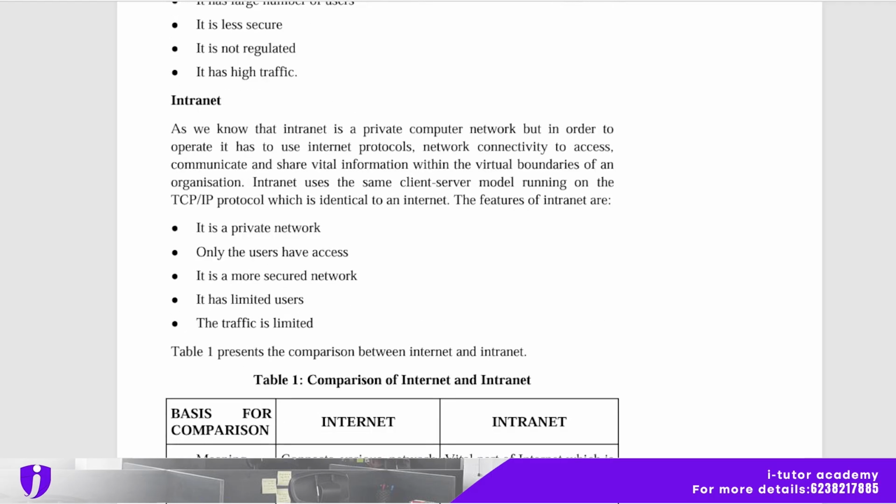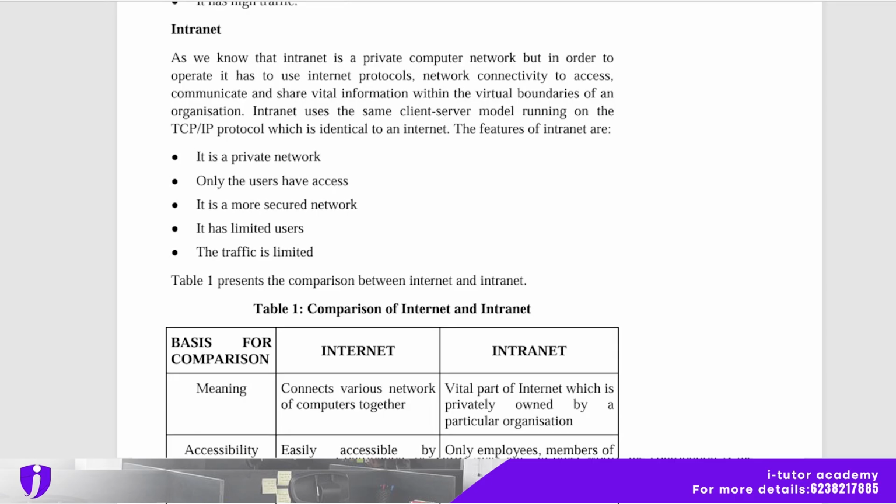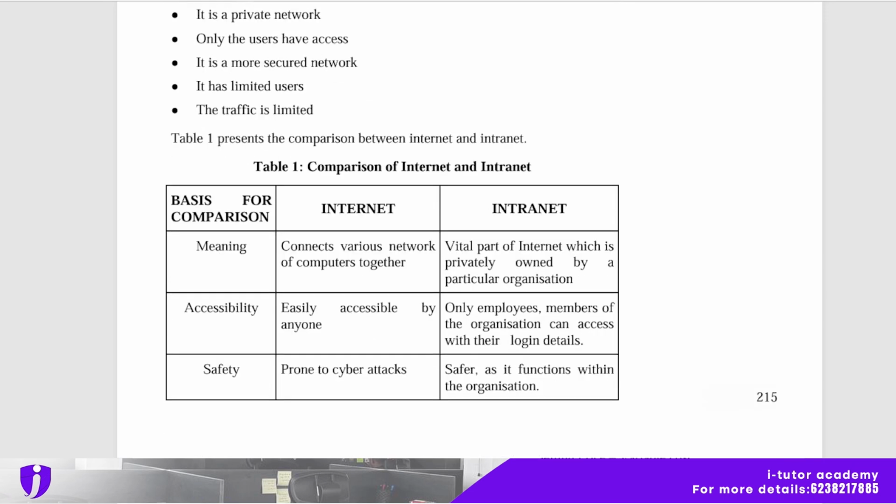And the intranet, as we know, is a private computer network, but in order to operate it has to use internet protocol network connectivity to access, communicate, and share vital information within the virtual boundaries of an organization. So the intranet uses the same client-server model running on the TCP/IP protocol, which is identical to the internet. The features of the intranet are: it is a private network, only the users have access, it is a more secure network, and it has limited users. The traffic is limited.